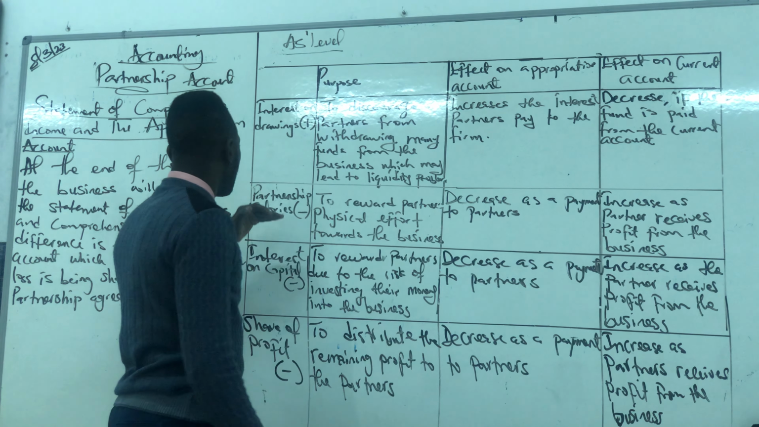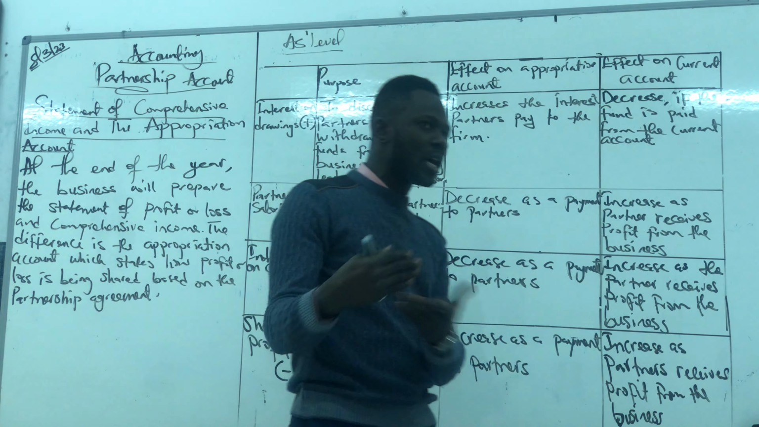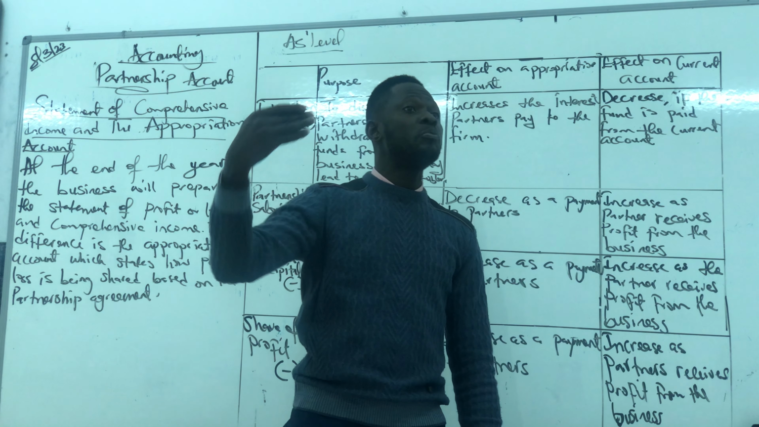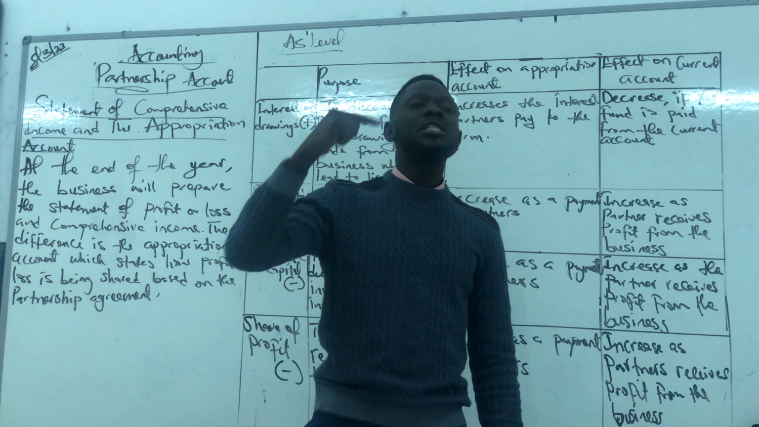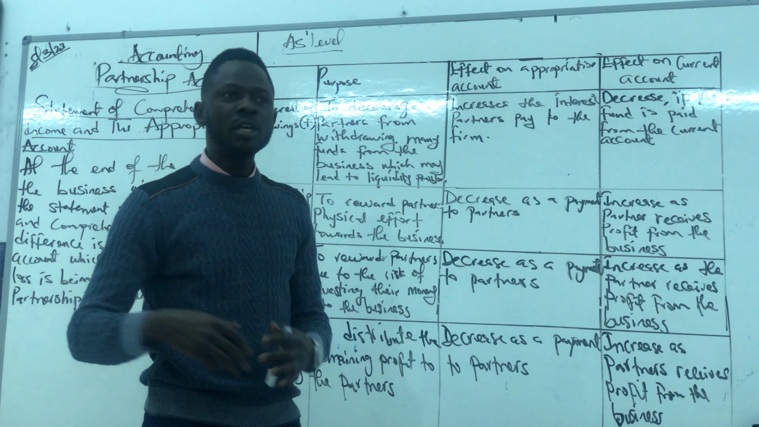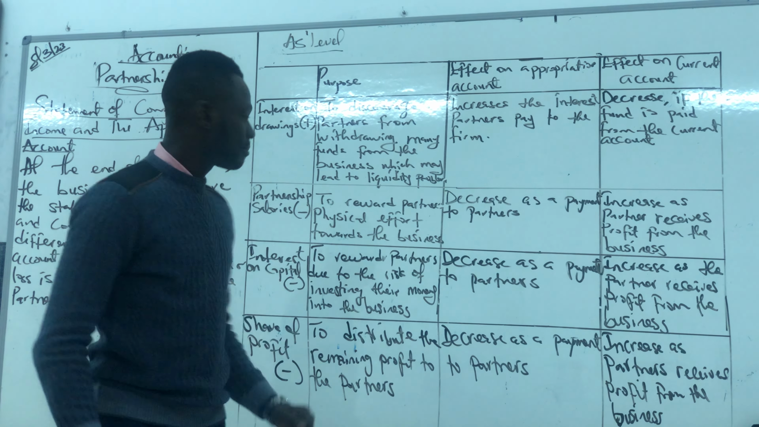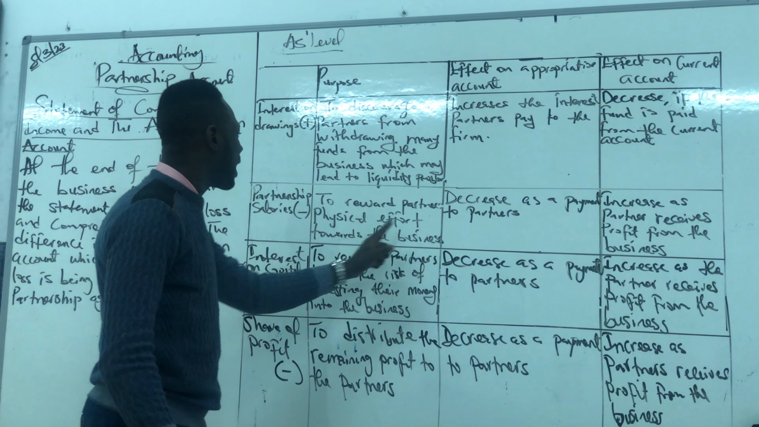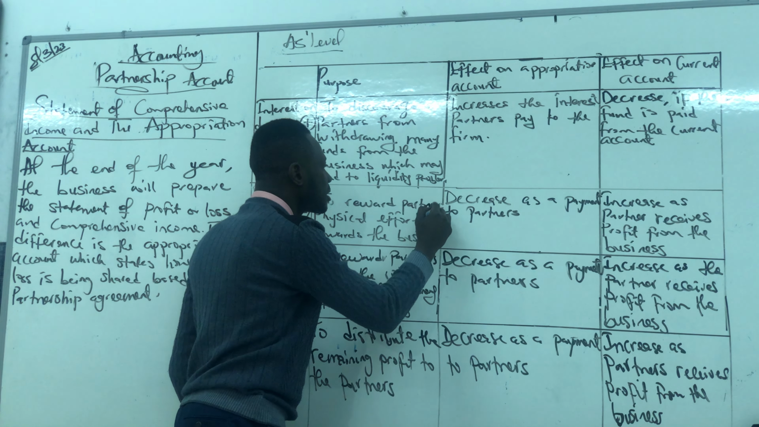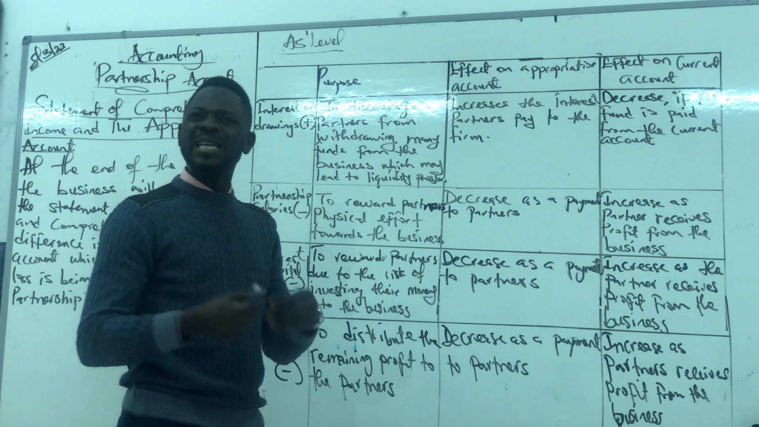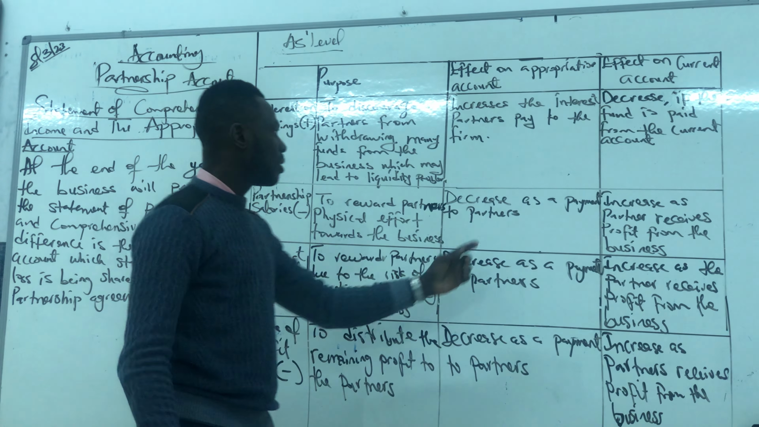The second one, partnership salary. It is a negative. Why? Because you're taking money from the business to pay the partners. What is the purpose of paying salaries to the worker? To encourage them for physically putting effort into the business. So here I want to reward partners' physical effort towards the business. That is the purpose of paying salary to partners.